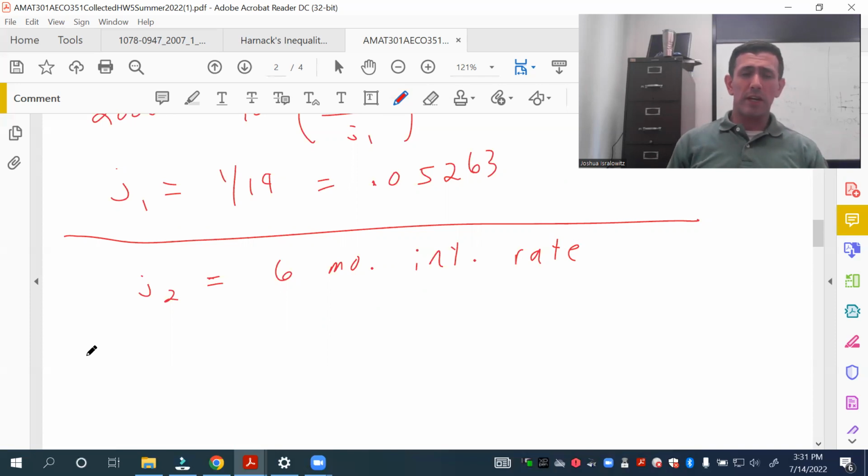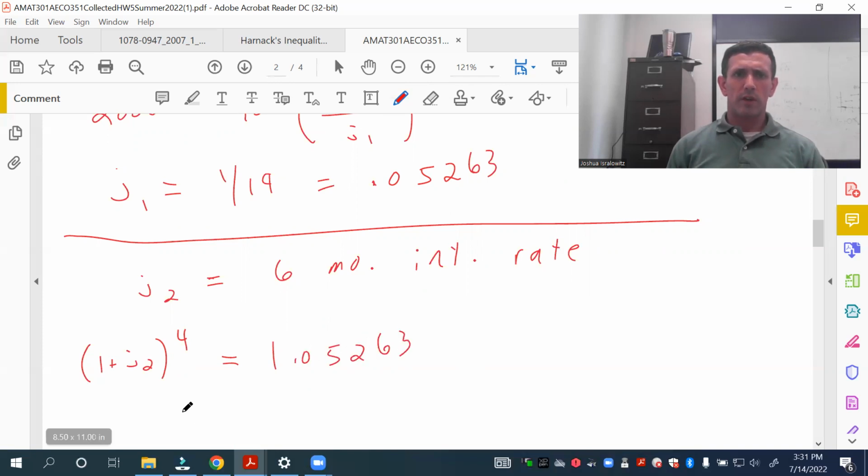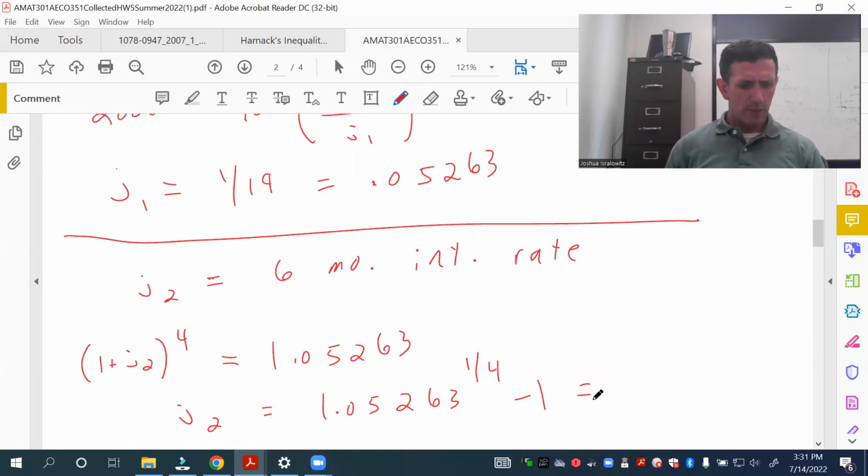Just like I did in that video, the way I like to do these is instead of plugging into a formula, which I absolutely hate, if I compound 6 months' worth of growth 4 times, I'm going to get 24 months, which is 2 years. And I know 2 years of growth is just 1 plus your 2-year interest rate. So that means J2 is going to be 1.05263 to the 1/4 minus 1. And we have this interest rate of 0.0129.